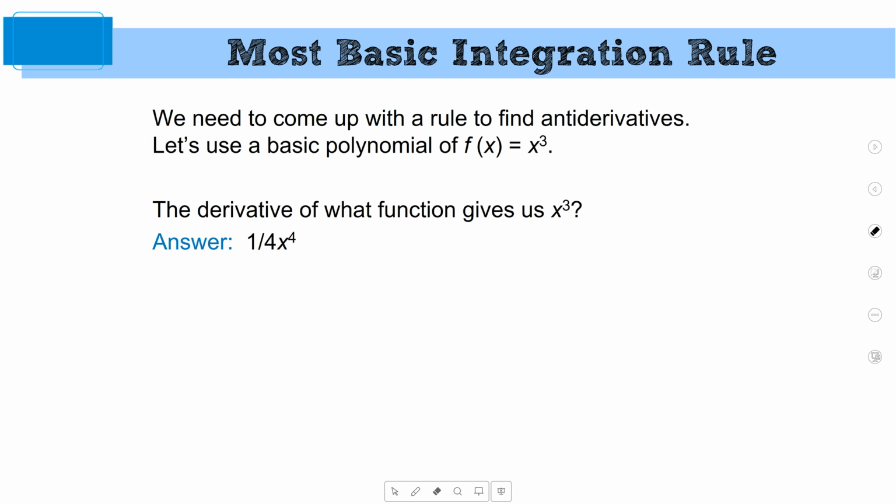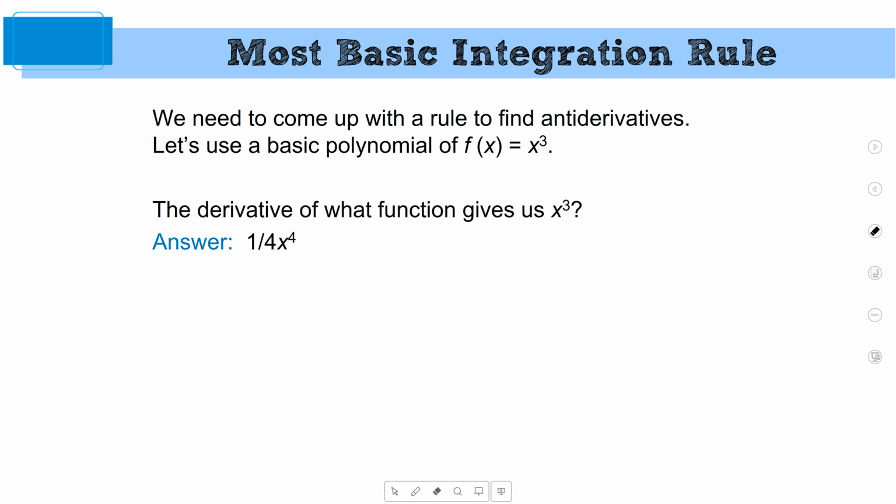Well, what if the function changes? So what I'd like is a general rule to take the antiderivative of any polynomial. Let's suppose I have x to the 7th. What would the antiderivative of x to the 7th be? 1/8 x to the 8th. So what's the general rule?